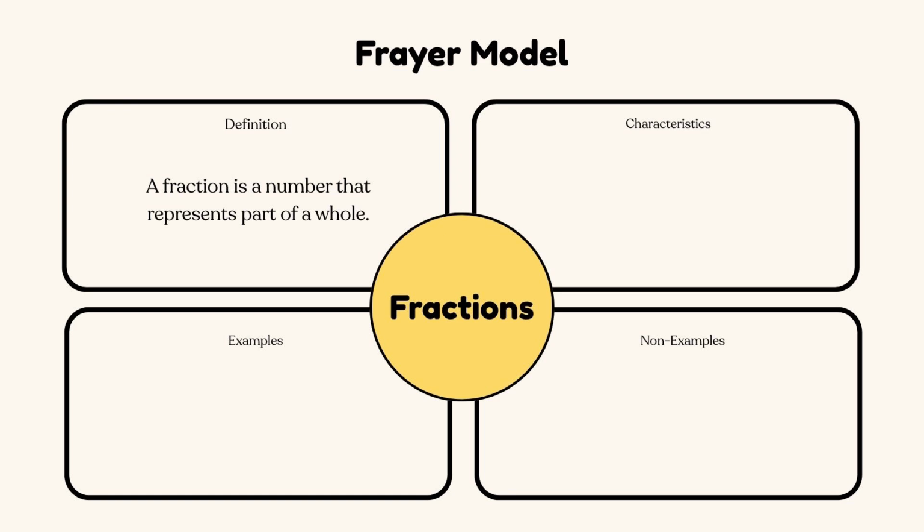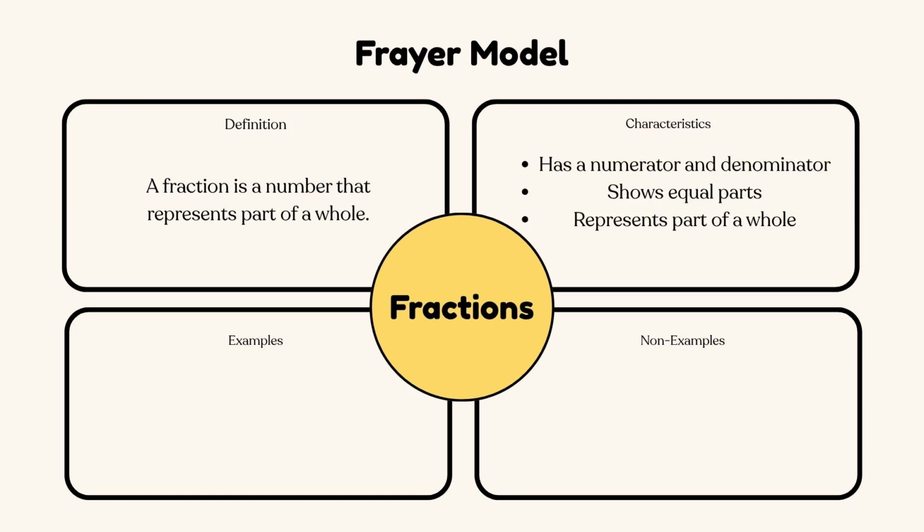First, we will define the term. A fraction is a number that represents part of a whole. This gives students a clear starting point for understanding the concept. Next, we'll identify important characteristics of fractions. For example, fractions have a numerator, a denominator, they show equal parts, and they represent parts of a whole. This helps students understand what makes a fraction a fraction.